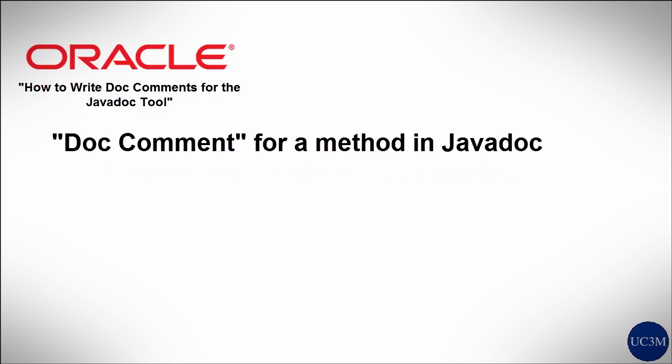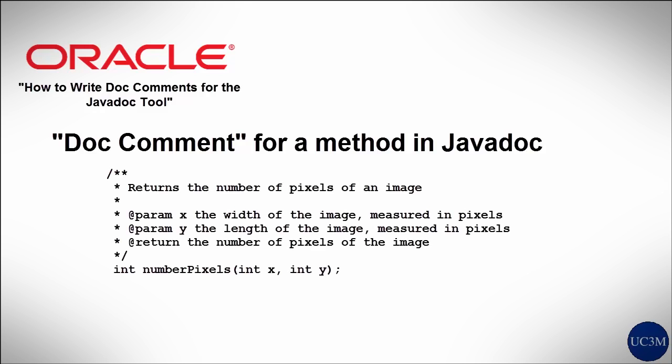So, if the method has multiple arguments, you should insert 1 @param tag for each argument. They should be listed in argument declaration order. For example, in this method that returns the number of pixels of an image, the method receives its width and length measured in pixels. Notice that we have 2 parameters and we give the description for both.